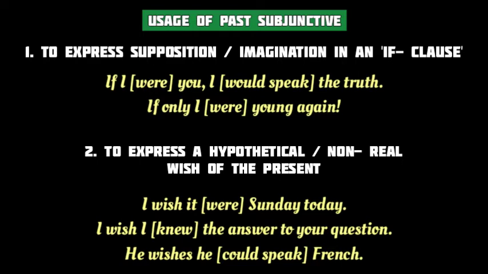I wish I knew the answer to your question. The verb knew in the simple past tense is in the past subjunctive mood here. It expresses a present hypothetical wish of the speaker. In the last example, the verb could speak is in the past subjunctive mood. It expresses an imaginary wish of the speaker that he cannot realize at present.